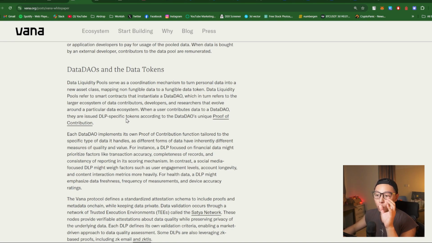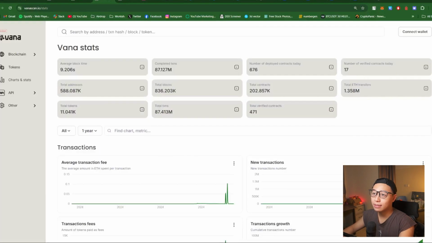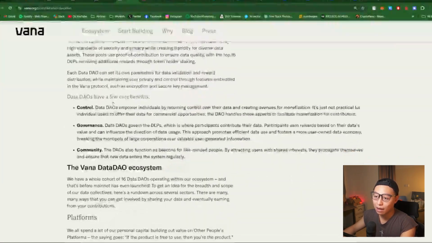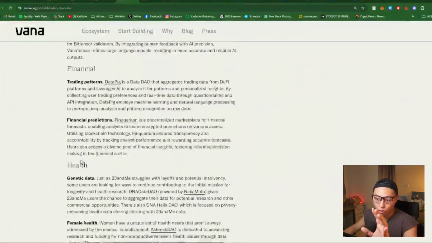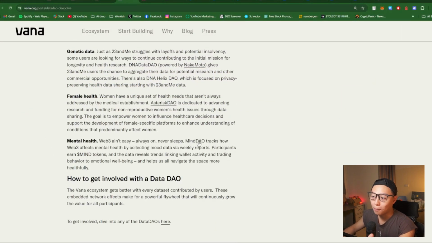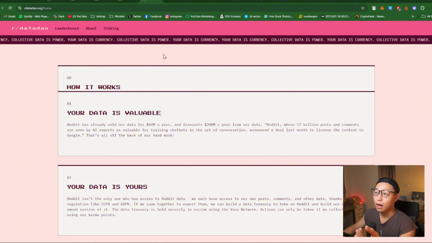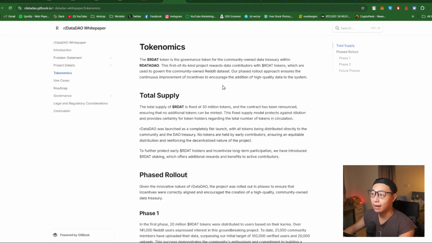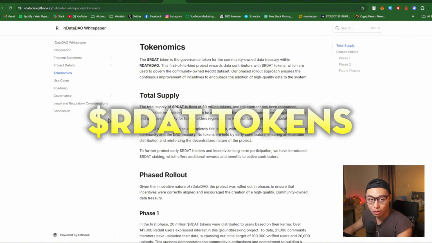Basically, there are 16 data DAOs at the moment. This is the list of the 16 data DAOs, I believe, in the ecosystem. Look at this, you can scroll through. There are 16 of them, and each of these data DAOs has its own token. For example, the Mind DAO that I mentioned has the Mind token. The Reddit DAO, r/datadao, has its own token called RDAT, the Redat token. So each DAO has its own token. Once you provide your data to these DAOs, you will get a corresponding amount of DLTs, in this case the Redat token from Reddit DAO.